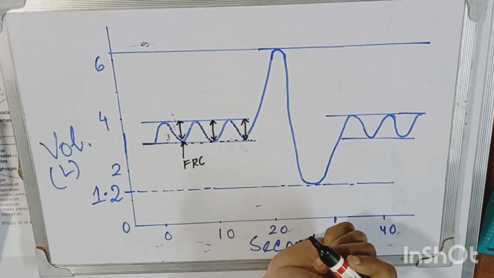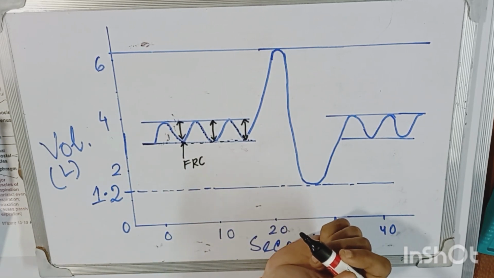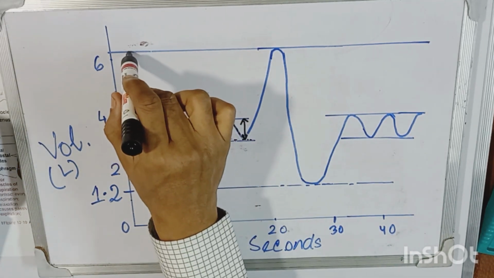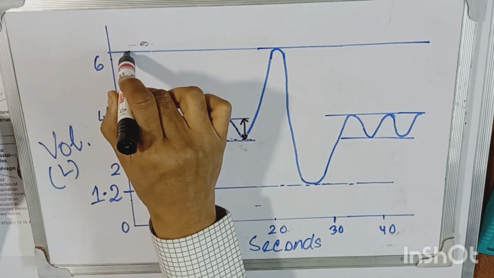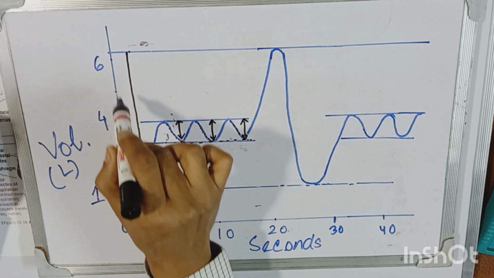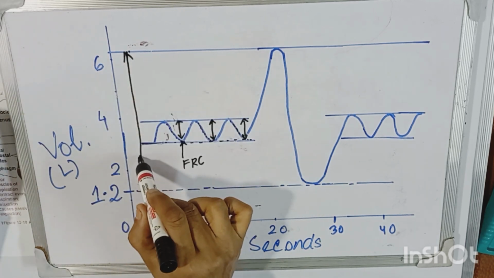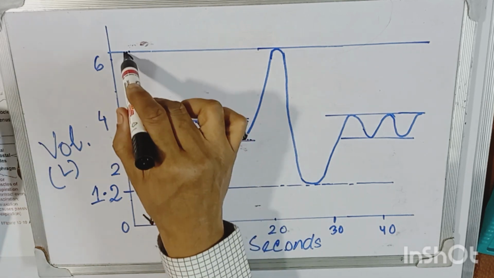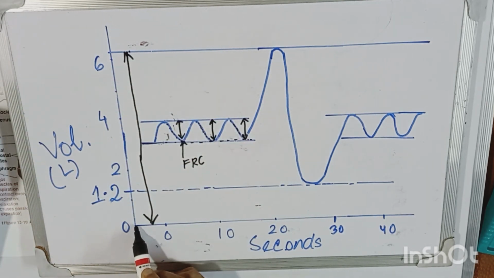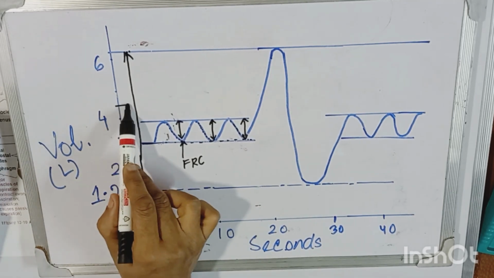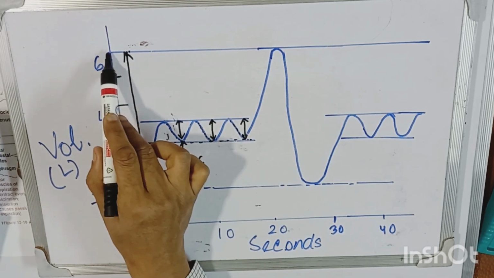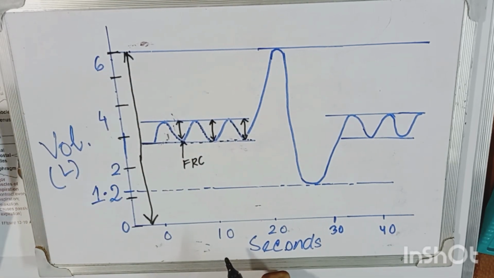Why is it called functional residual capacity? That I'll explain. So the lung has the ability to contract from here to here. That is the primary point, and after you know that, I can go into details. This is the whole volume. So this is 0, this is around 1, this is 2, this is 3, this is 4 liters, this is 5 liters, and this is the 6 liters mark.